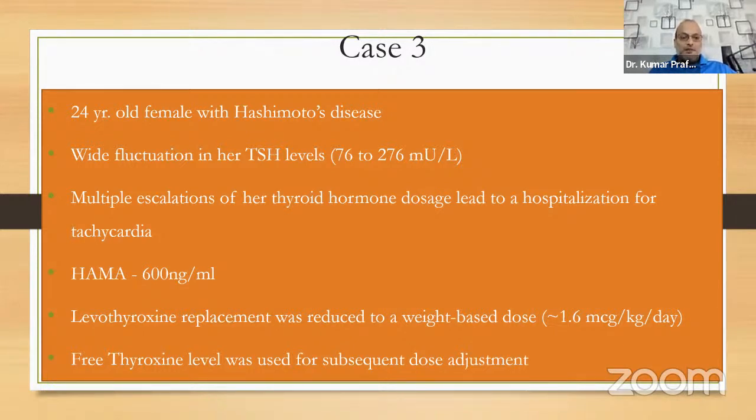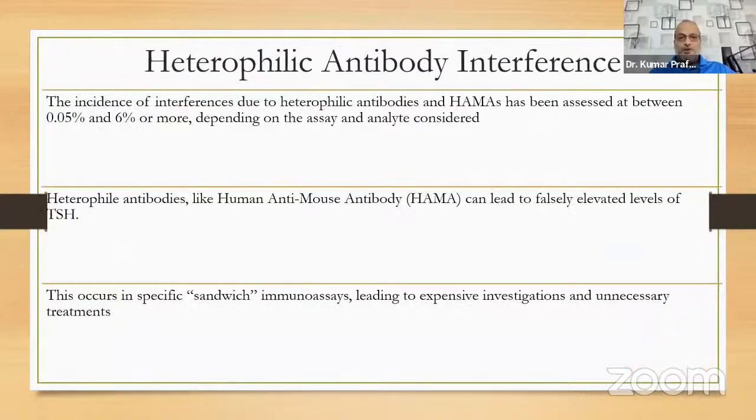Here you can see that some antibodies were present in that patient. Levothyroxine replacement was reduced based on weight, and free thyroxine levels were subsequently used for dose adjustment. In this patient, heterophil antibody interference was responsible. So this may occur in 0.5 to 6% of patients, where it leads to falsely elevated levels of TSH.